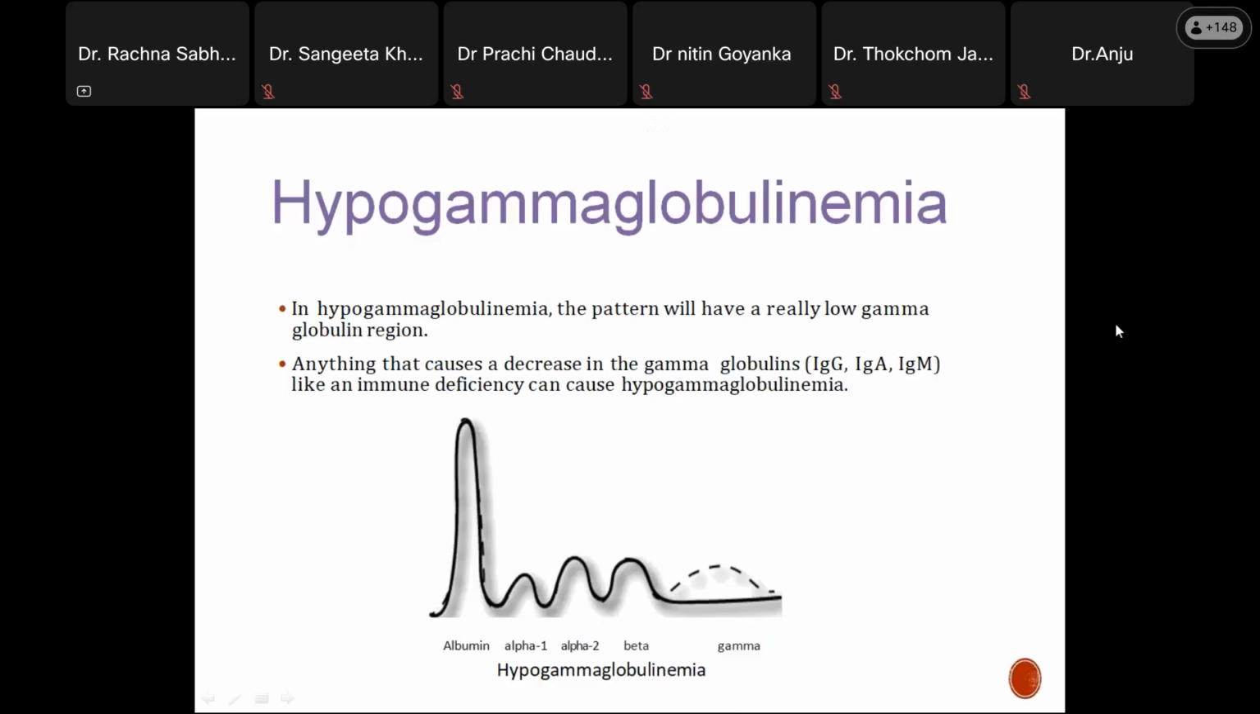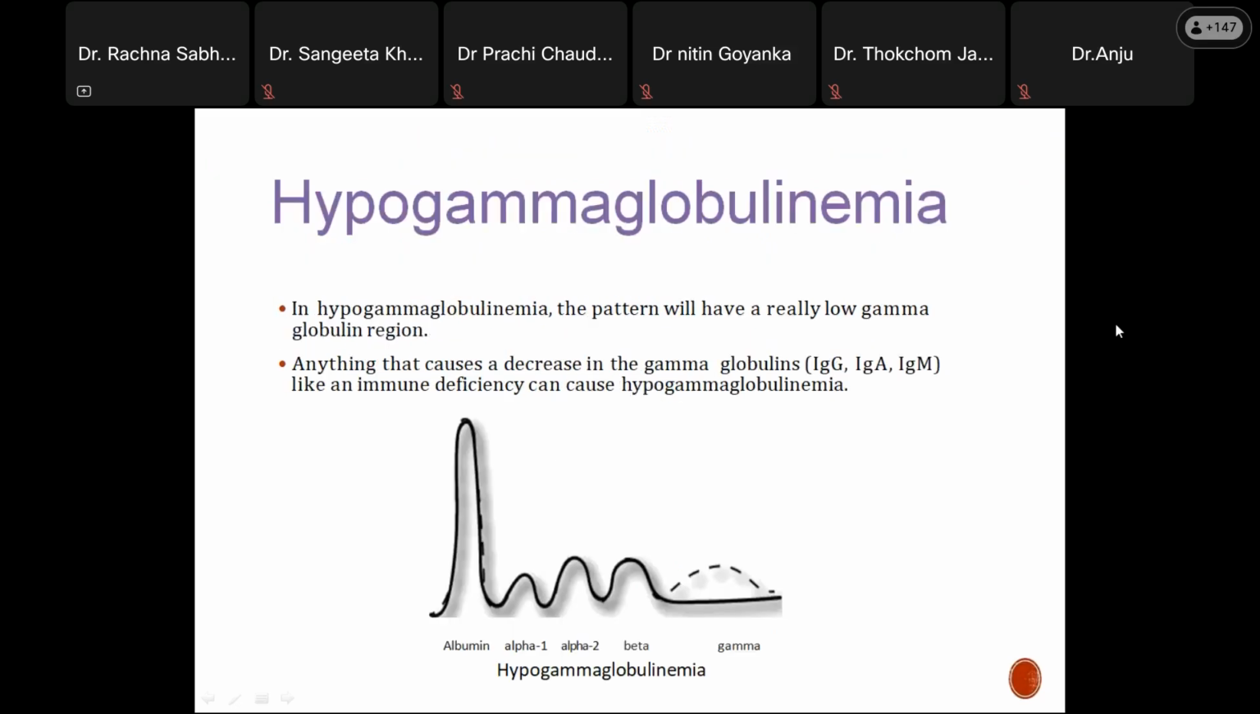So you can see what would be the normal curve and how a normal curve in the gamma region looks, and when the levels are low, how it is seen as flat. It is not curved now. So in hypogammaglobulinemia, the pattern is really low in the gamma globulin region. Anything that causes a decrease in gamma globulins, a decrease in the levels of IgG, IgA, IgM, like in immune deficiency, can lead to hypogammaglobulinemia.